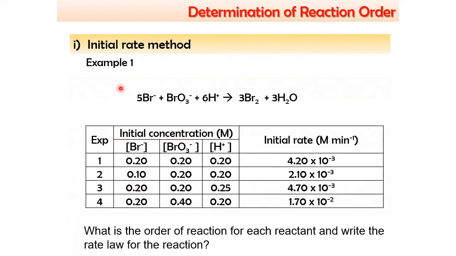Let's have a look at example 1. For example 1, you are given this equation, and then you are given a set of data. Here you have experiments 1, 2, 3, and 4, with the initial concentration for each reactant, and one last column for the initial rate. What is the order of reaction for each reactant, and write the rate law for the reaction. Let's have a look at the solution.